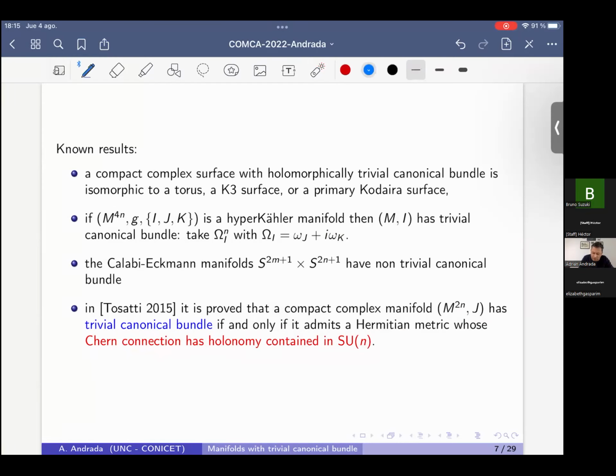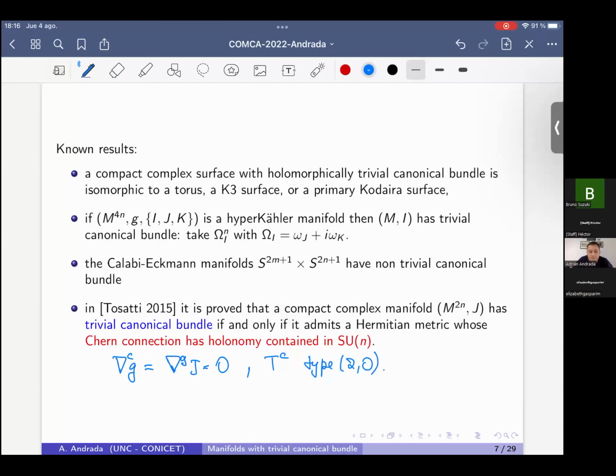The Chern connection is a connection which leaves parallel both the metric and the complex structure, and its torsion is of type 2-0.